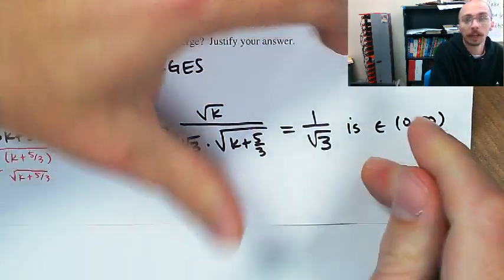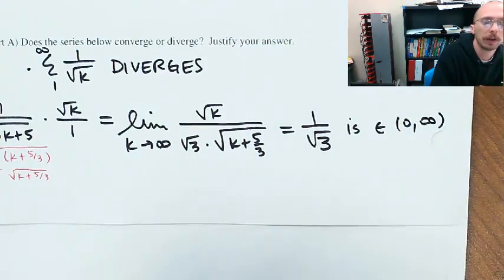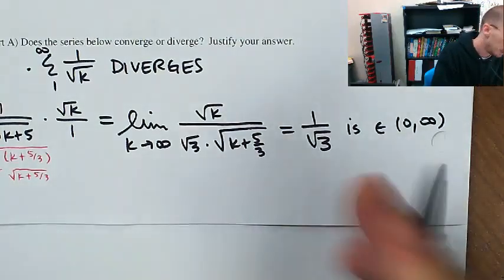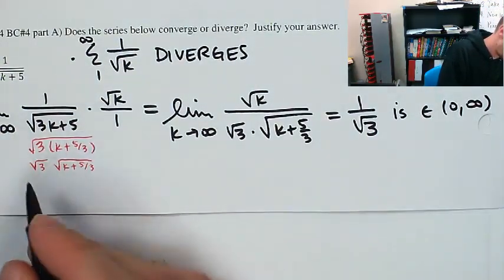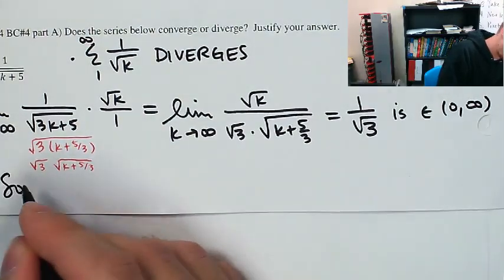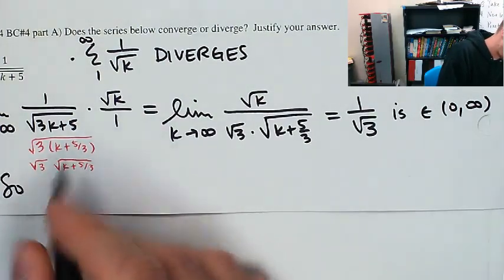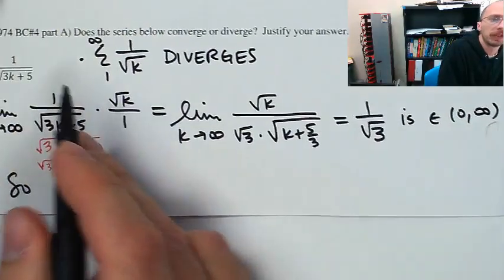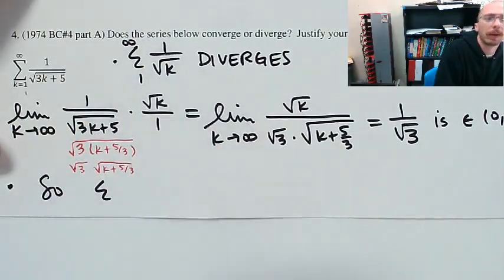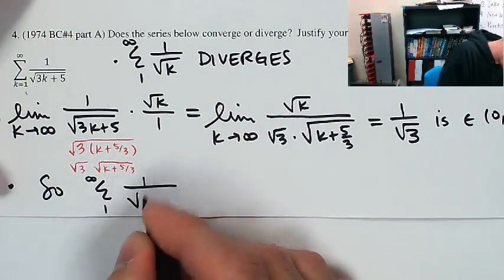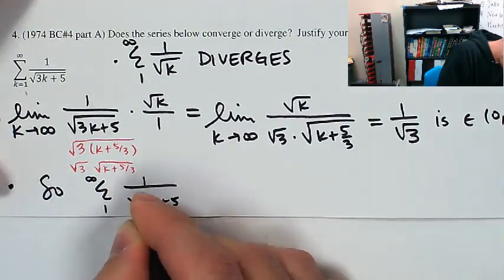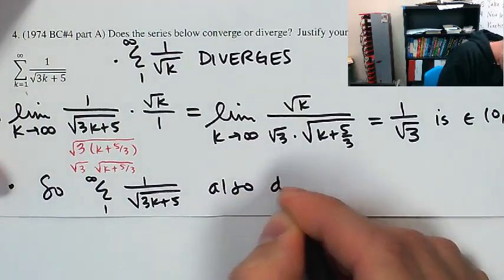Positive and finite is another way of saying between 0 and infinity. So I'm going to conclude that these two facts together give me that this series does the same thing as that one. So the sum from 1 to infinity of 1 over the square root of 3k plus 5 also diverges.